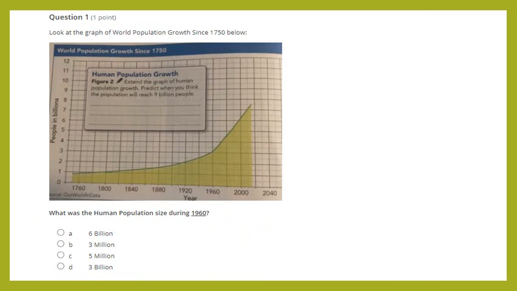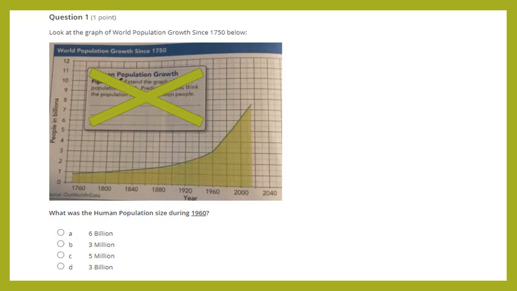Let's start off with question 1. Look at the graph of world population growth since 1750 below. So here's our graph. It's from the textbook in case you're having a hard time seeing it. For this graph, you don't have to worry about what's in the white box. We're just focusing on the graph.